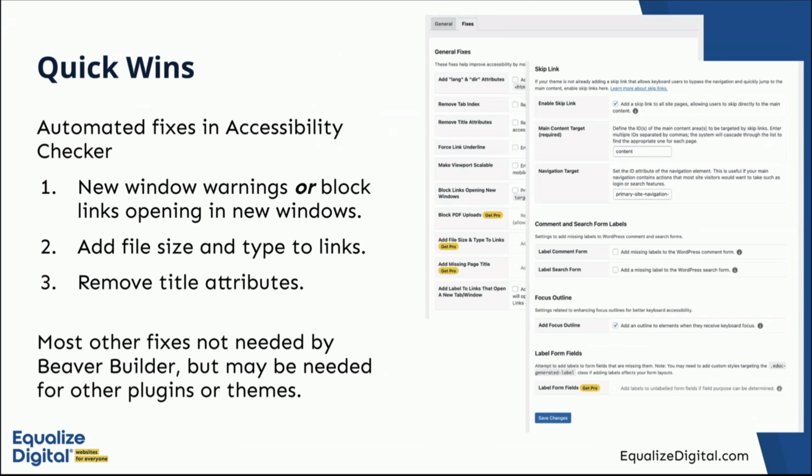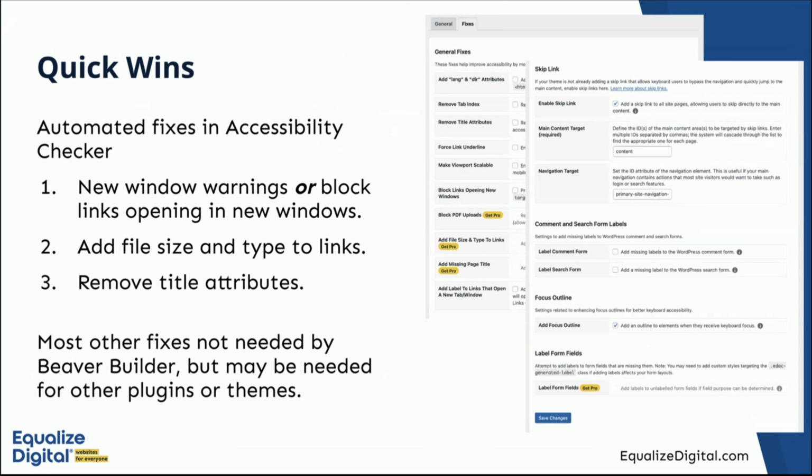Most of the other fixes that we have here should not be needed by Beaver Builder. So for example, Beaver Builder already has skip links. You shouldn't need to turn that on for Beaver Builder if you're using the Beaver theme. But there could be scenarios where you might still have to turn these on to fix a problem caused by another plugin or theme. So I've seen some additional plugins that create separate custom post types, and on those custom post types, they use their own styles and they remove everything that is added by the theme.